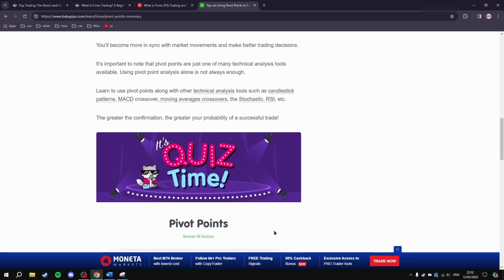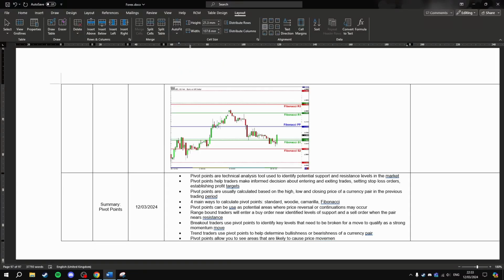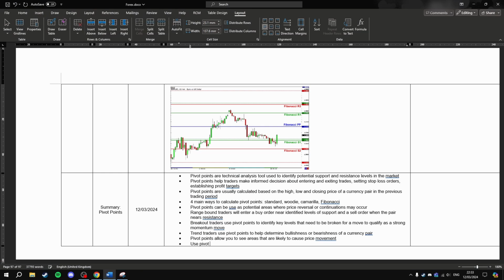It's important to note that pivot points are just one of the many technical analysis tools available. Using pivot points analysis alone is not always enough. Use pivot points alongside other indicators.